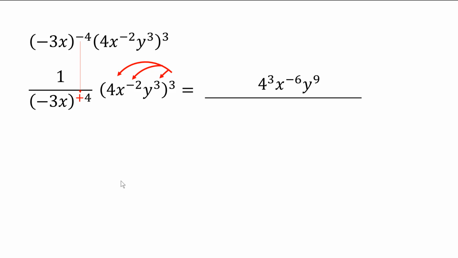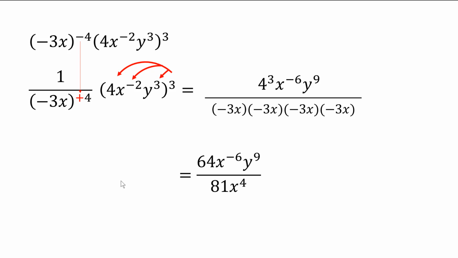And then in the denominator, we've got negative 3x to the 4th power, so we're multiplying negative 3x by itself 4 times. I'm just writing that out so you won't lose sight of exactly what you're doing there and why you get a positive answer. So you've got 64x to the negative 6, y to the 9th, over 81, x to the 4th.